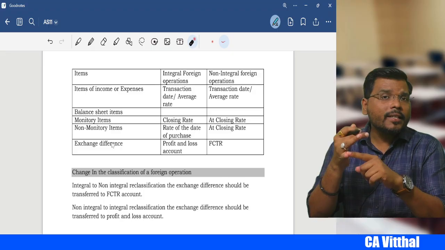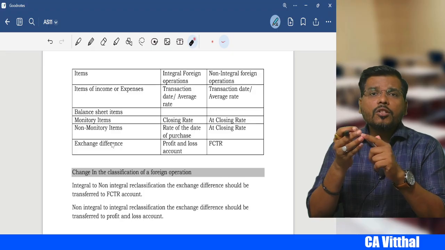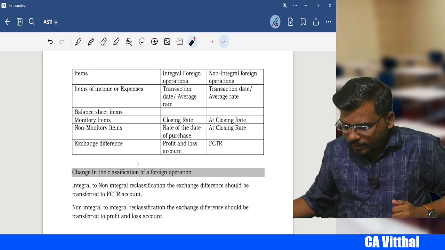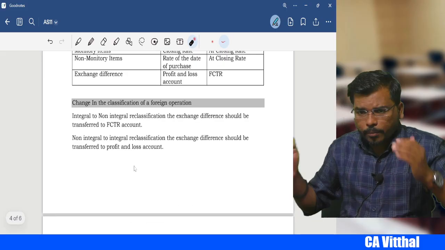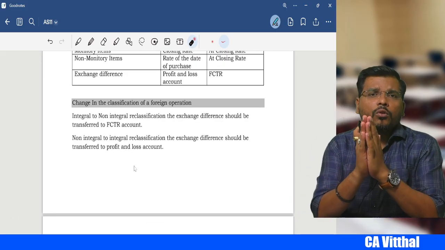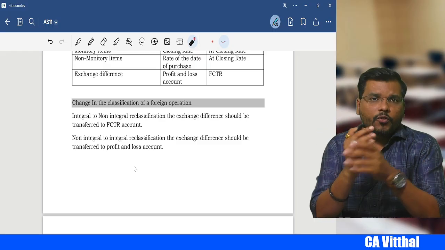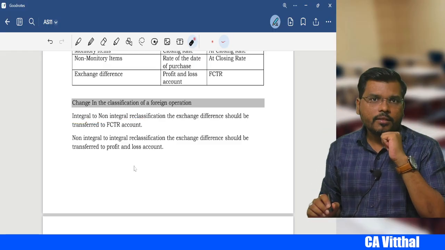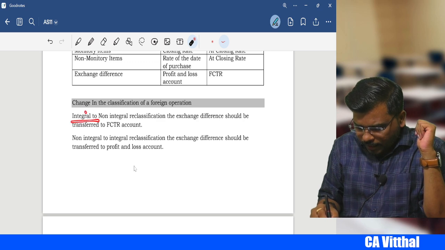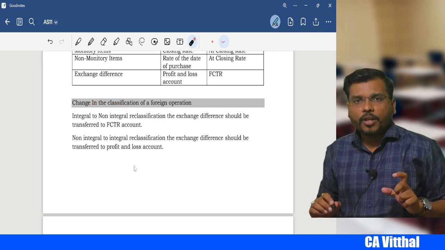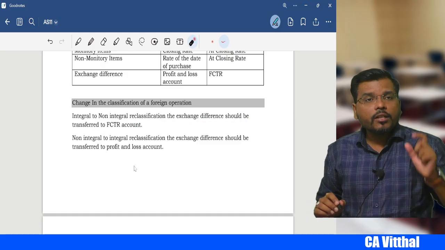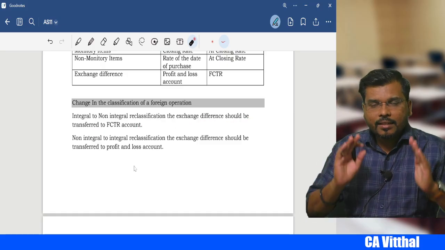Number one, foreign currency transaction. Number two, foreign operation. Okay, come to the next one. There is a last part. Okay, before that, now if you want to reclassify, first it was an integral, now you want to convert to non-integral. So whenever you change integral to non-integral foreign operation, that time any exchange difference arising, you should transfer to FCTR, foreign currency translation reserve account.